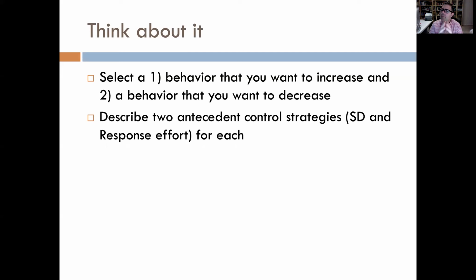Then, based on the lecture that you listened to today, try to come up with 2 strategies. How can you manipulate cues or discriminative stimuli to increase the behavior that you want to increase and to decrease the problem behavior? And how can you do the same with the response effort? Can you change your environment to make it easier for you to engage in the behavior that you want to engage in? And maybe can you make it harder for the problem behavior to occur, right?